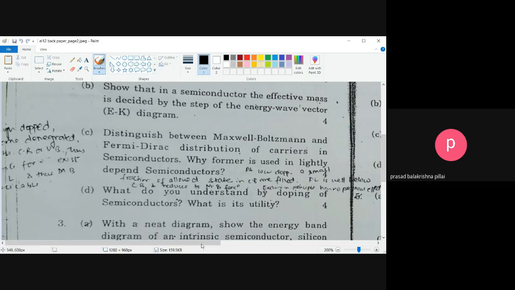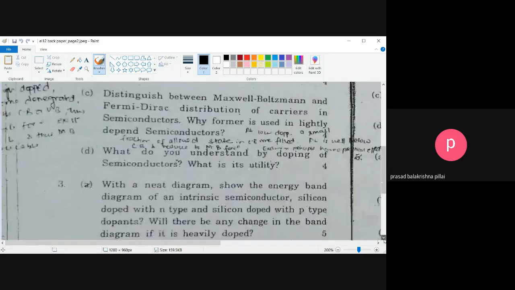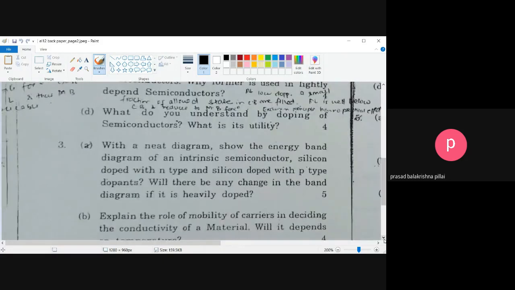Then, what do you understand by doping of semiconductors? What is its utility? I think we have discussed this, and we have spent sufficient time so that you are able to answer this question. Then, with a neat diagram, draw the energy band diagram of intrinsic semiconductor, silicon doped with N type and silicon doped with P type. Is there any change in the band diagram if it is heavily doped? I think we should be able to do this.